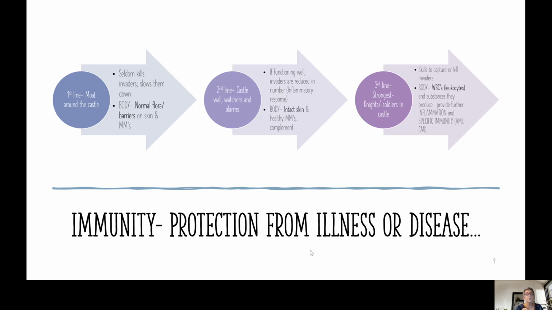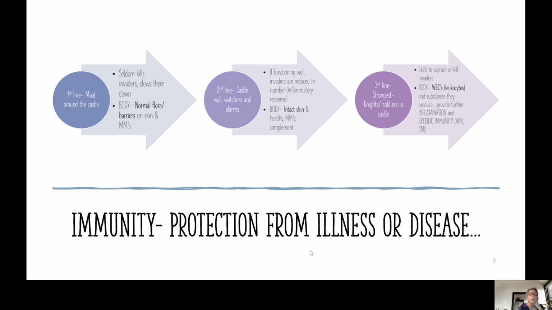The second line of defense is the castle wall, the watchers, and the alarms. Basically, if that's functioning well, any invaders are reduced in number because of the inflammatory response, which we will learn is also known as the innate response. And that happens just really immediately. If something breaches the system, then boop, boop, boop, boop. We don't know specifically what's going on, but we know there's a problem, and the complement is released.